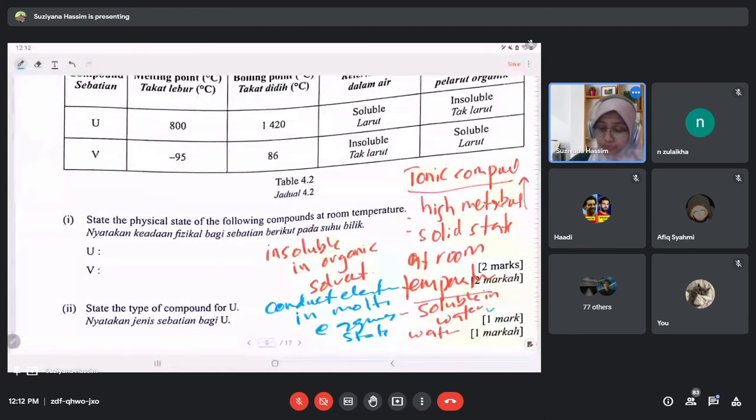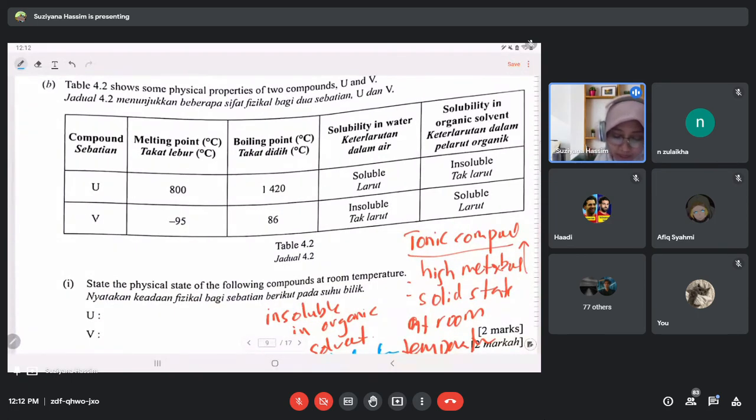So, let's go. You nampak? Melting point. Here and here. Siapa lagi tinggi? Komen di tepi. Write down at the side. Comment. Siapa lebih tinggi? U atau V?